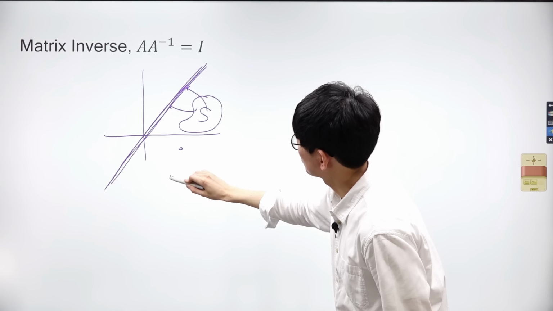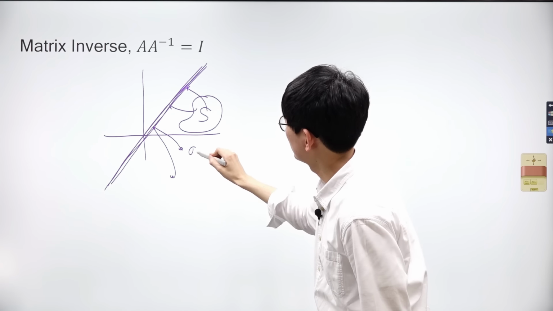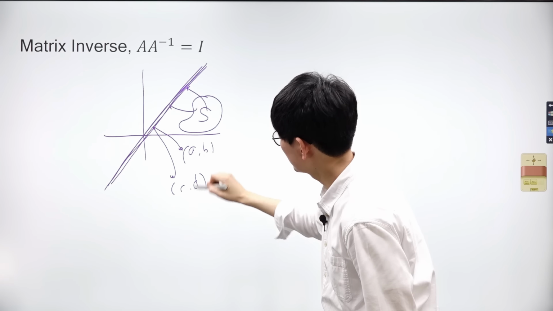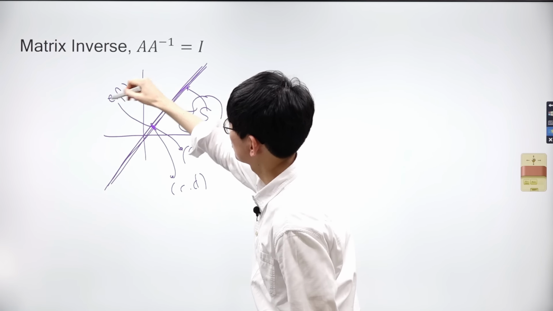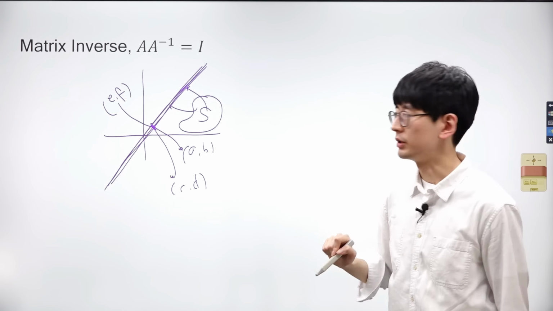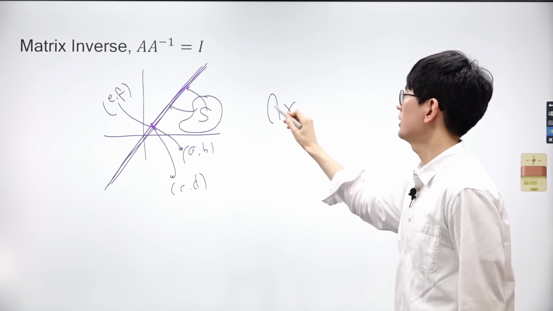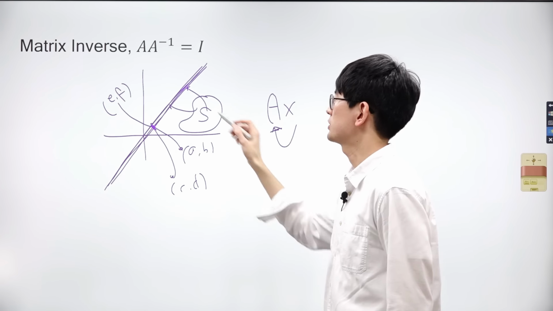In other words, this means that different vectors on the plane can be mapped to the same points on the line. For instance, two distinct coordinates A, B, and C, D can be mapped to the same coordinates E and F. This transformation can be expressed as a matrix vector multiplication AX. Matrix A shifts every point on the plane to a line.